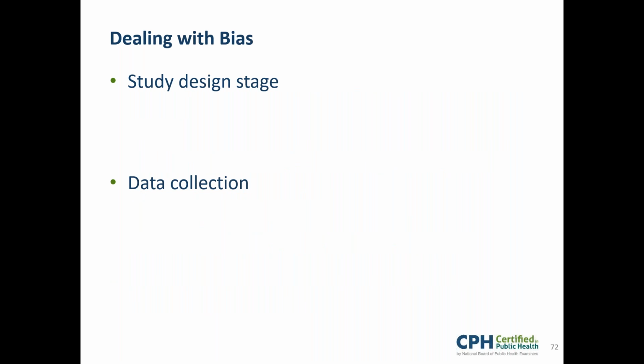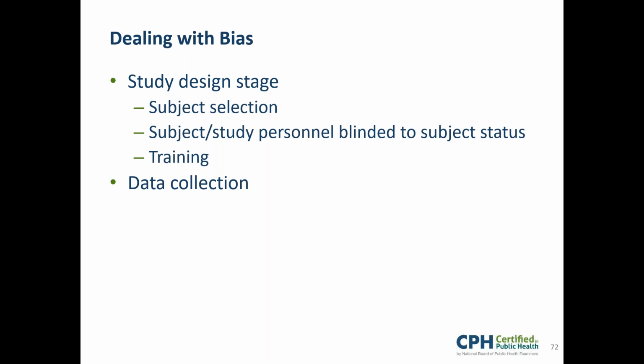So when we deal with bias, we need to deal with it at the study design phase. And that is not only good study design, but appropriate subject selection. Subject or study personnel blinded to the status, and then training. The people working on the study must undergo standardized training and training renewal and refreshers and so forth to make sure everything is being measured in a standardized way.